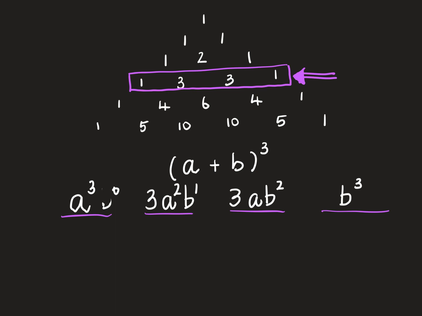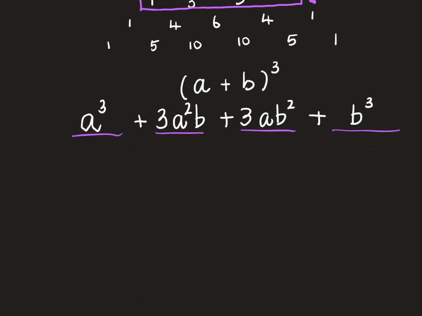But again, I don't need to write the power of 0 in, and I don't need that little 1 there. All these terms are positive, so I've got pluses in between them. And that is how I expand a plus b to the power of 3. Now let's just change it slightly. What would happen if instead of a plus b, it was a minus b to the power of 3?